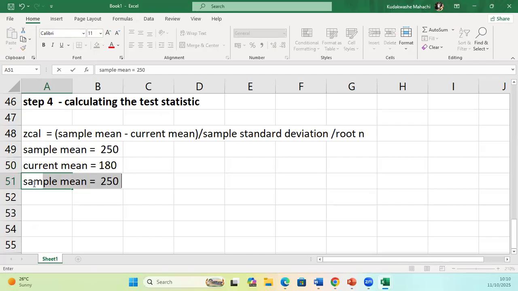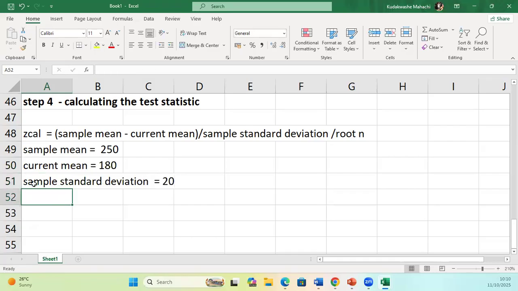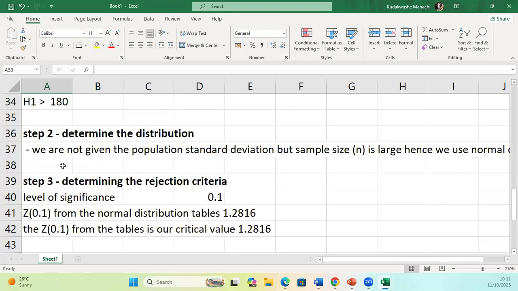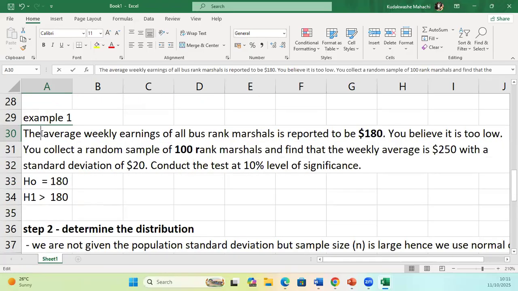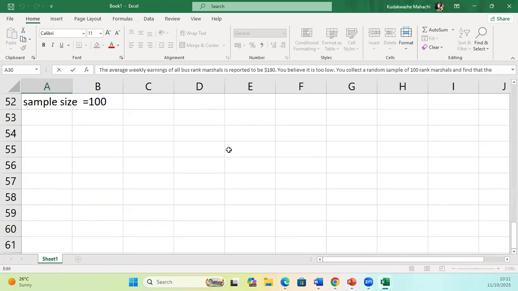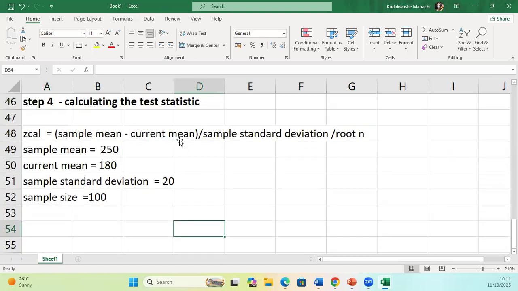Then the sample standard deviation is 20, and the sample size, we took a sample of 100 people. So let's confirm: sample standard deviation is 20, yes, and the sample size is 100. So let's substitute into the formula.